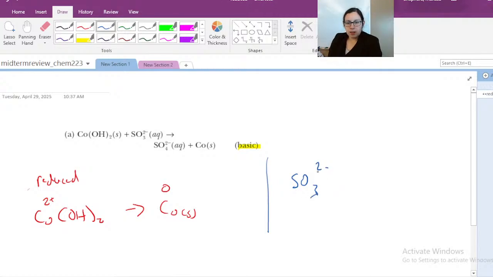with sulfite. So going off of oxygen being -2, what's our oxidation state of sulfur then initially? Did you say +4? So right, we have -2 times 3, so -6, overall -2 charge. So it started at +4 and then ended at 6+.